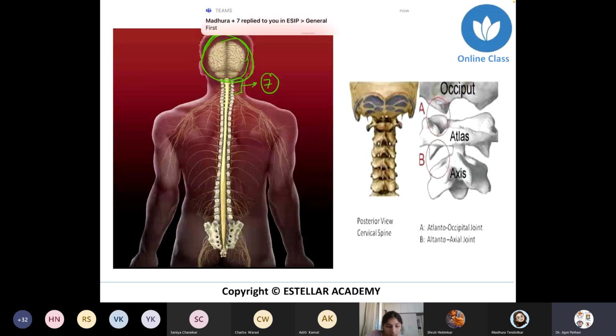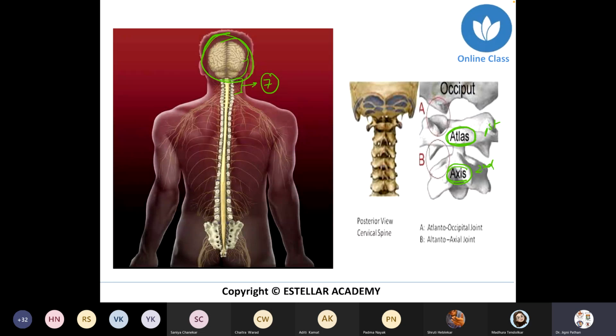First. So that first cervical vertebra is called atlas. Clear? The second cervical vertebra is called axis. These are the specific names given to cervical vertebrae. The first one is atlas. The second one is axis. Is that point clear?